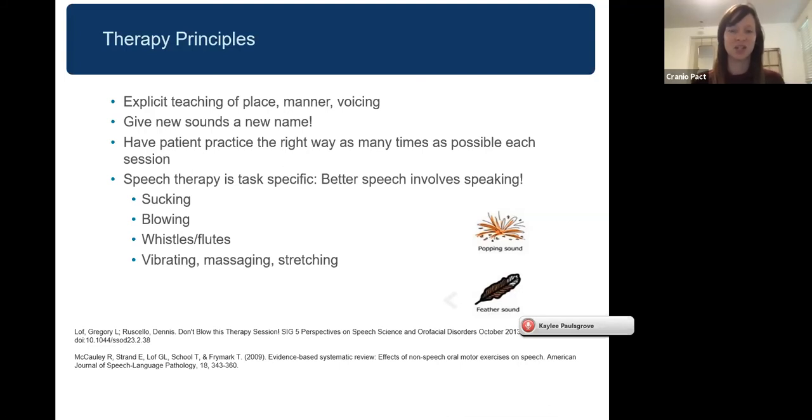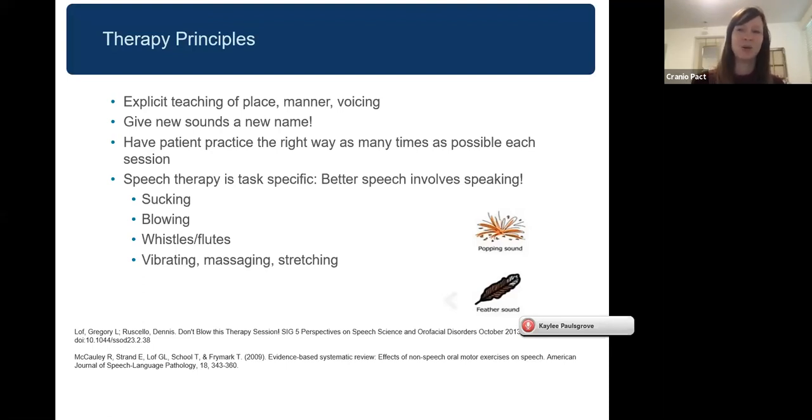In your therapy session, you want to get your patient to produce the sound the right way. And once they're able to produce it the right way, you want them to practice that as many times as possible so that it becomes more automatic and they're able to do it more consistently. A really important thing to know about speech therapy is that it is task specific. What that means is that in order to get better at making the P sound, you have to get your lips together and practice the P sound. In order to get better at saying the word shoe, you have to practice saying the word shoe the right way.